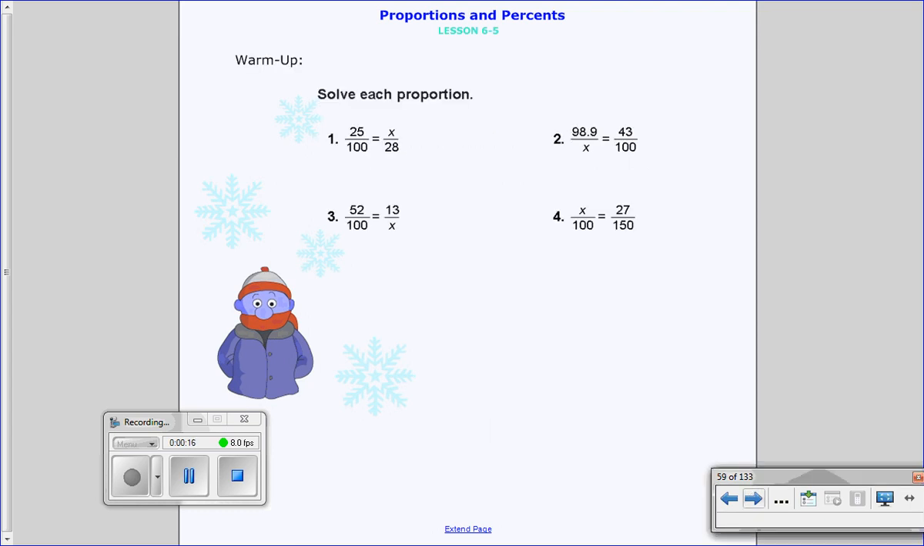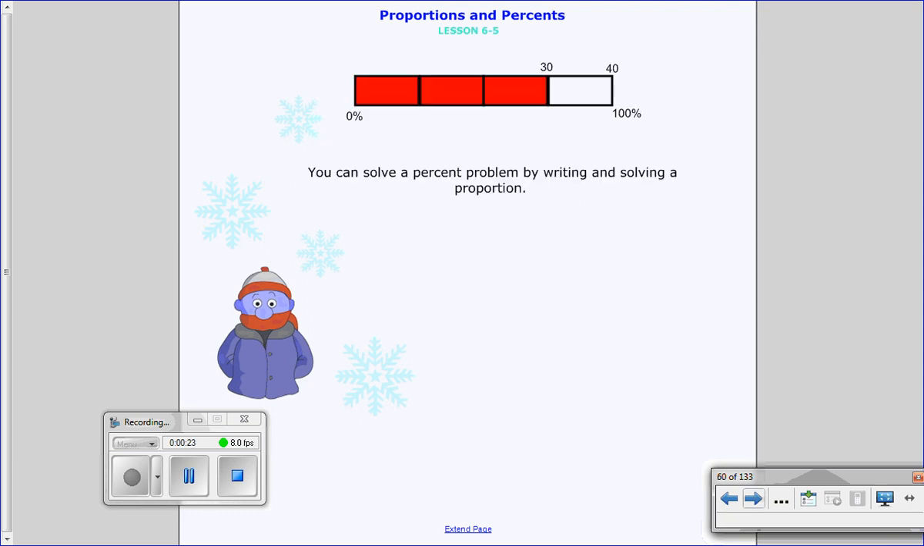So, as a warm-up, they have these proportions, and we've worked a lot on these. You always solve them by doing cross products. So, we're going to go ahead to the first part.